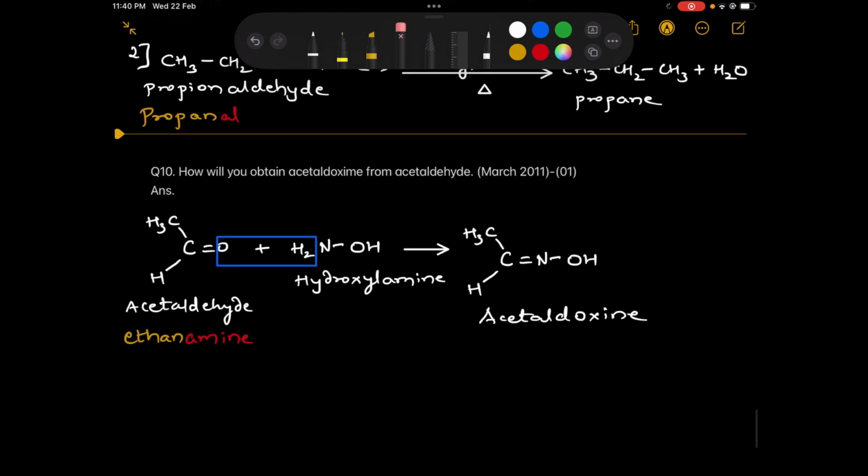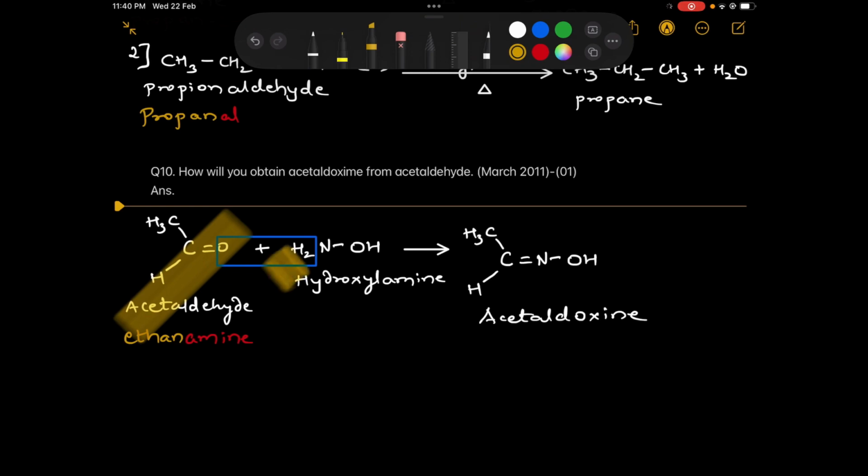Let's go to the last question of this video. How will you obtain acetaldoxime from acetaldehyde? So what we have to do is take acetaldehyde and treat it with hydroxylamine. This OH is hydroxyl, NH2 is amine. Remove a water molecule, 2 hydrogen atoms from NH2 and the oxygen atom from the carbonyl group, and bond the carbon and the nitrogen together so that we get a double bond between carbon and nitrogen. This compound is called acetaldoxime since the parent compound is acetaldehyde.